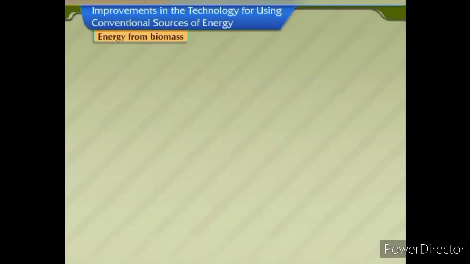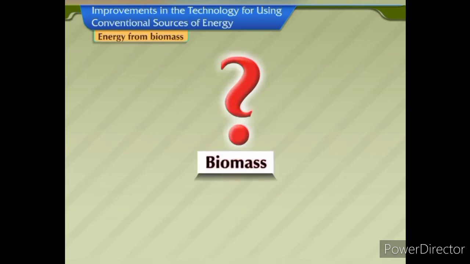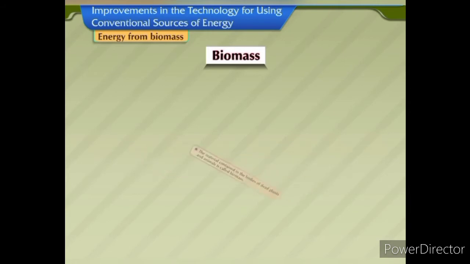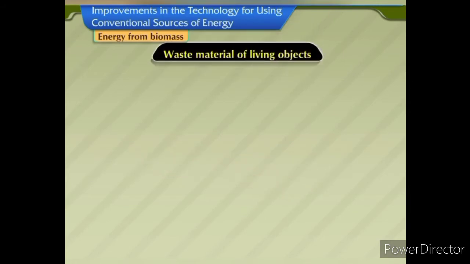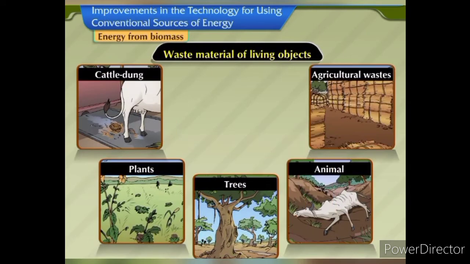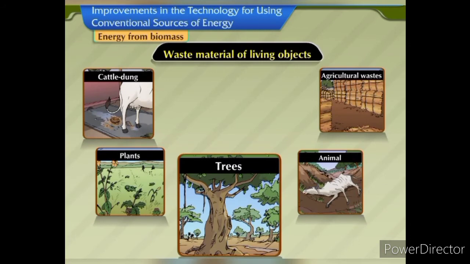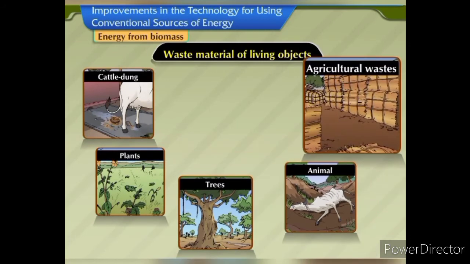Energy from biomass. What is biomass? The material contained in the bodies of dead plants and animals is called biomass. It includes the waste material of living objects like cattle dung, dead parts of living objects like plants, trees, and animals, and agricultural wastes.